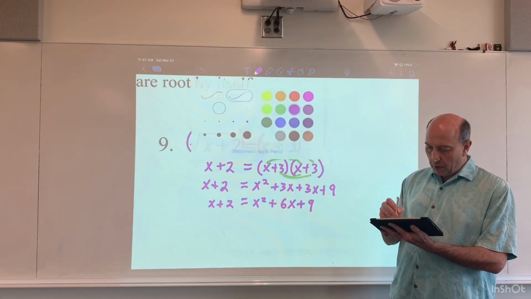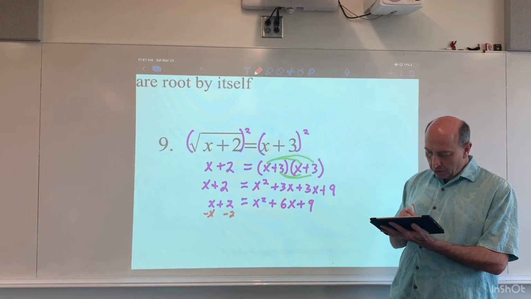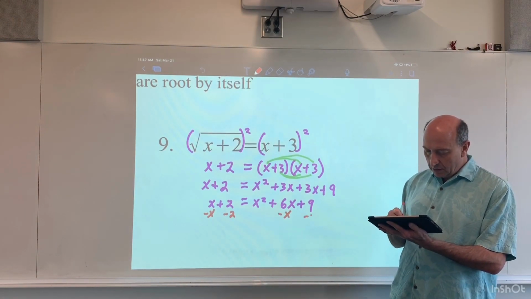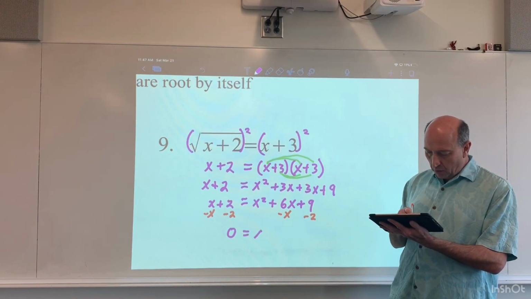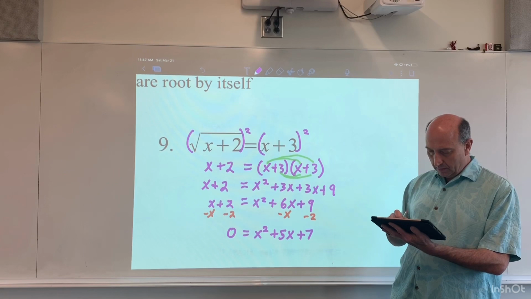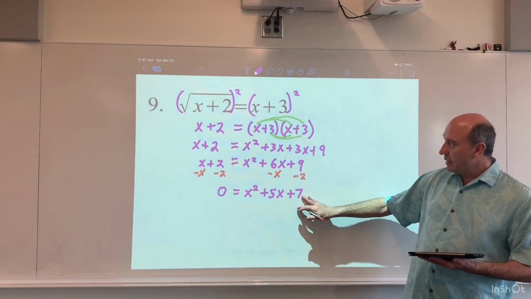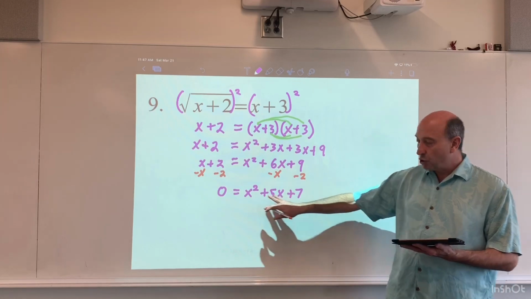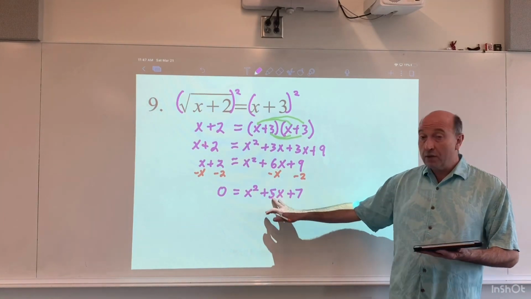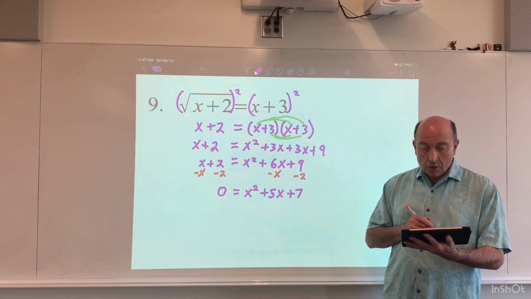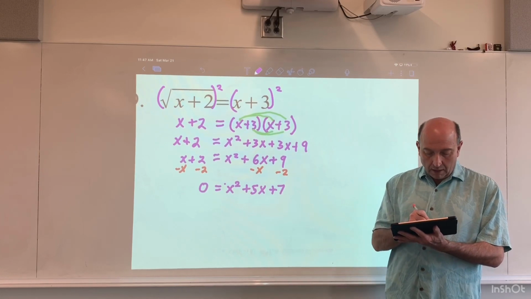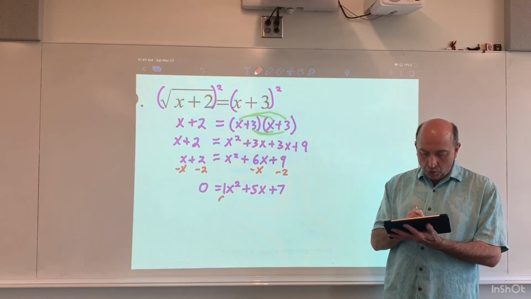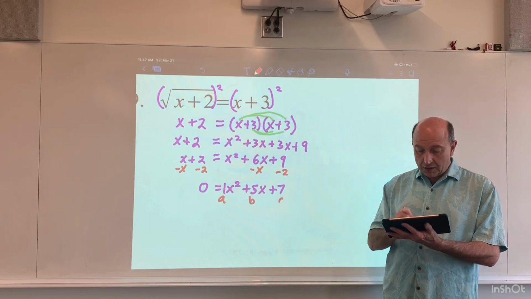So I want to subtract x and subtract 2 from both sides. So I get 0 equals x squared plus 5x plus 7. Now that it's equal to 0, I can try and factor. 7 times 1 is 7, which does not add up to 5. So if it's not factorable, I can use the quadratic formula. A is 1, B is 5, and C is 7.